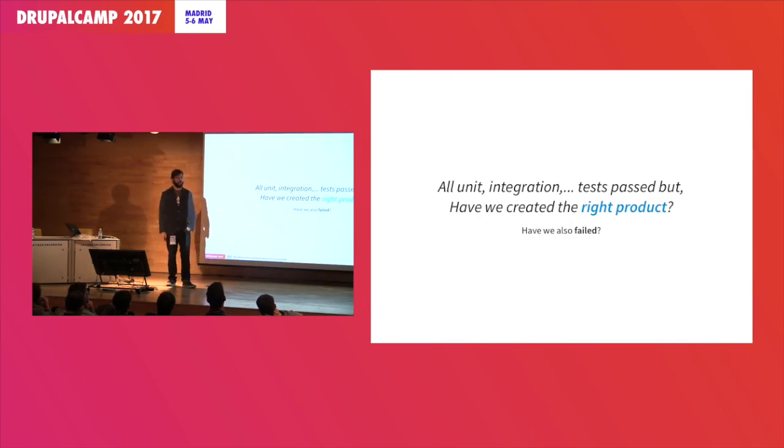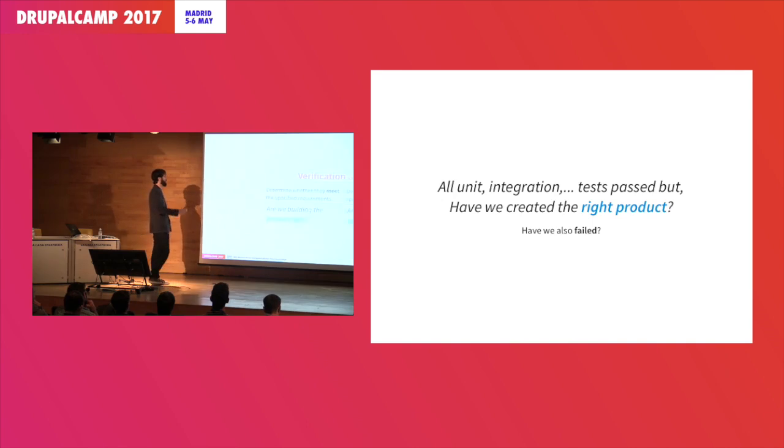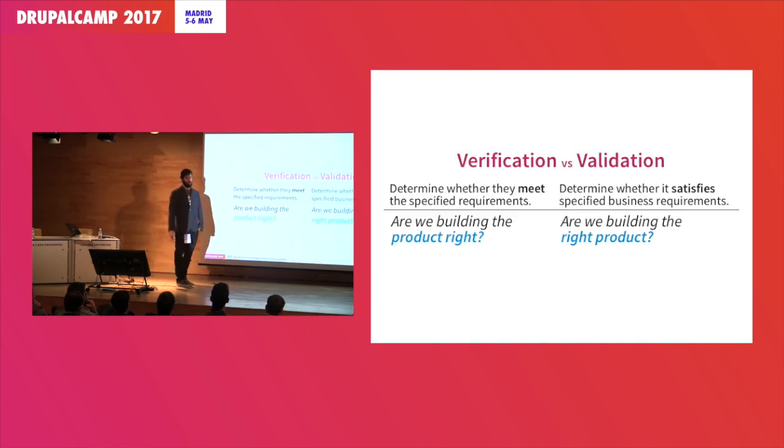Maybe we have all unit tests. Maybe we have all integration tests. Maybe we have some functional tests. But have we created the right product? What I mean is, maybe we have created the product as a specification says, but we need to create good products. And this is the main difference between verification and validation.